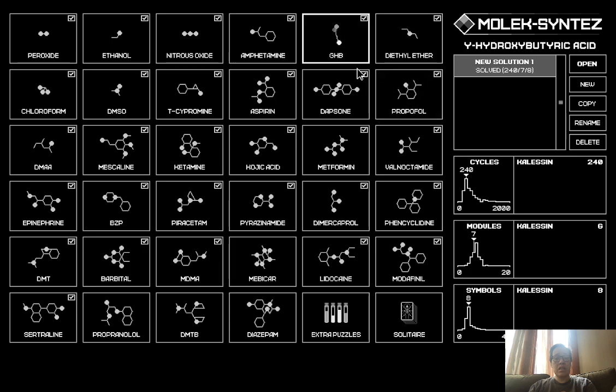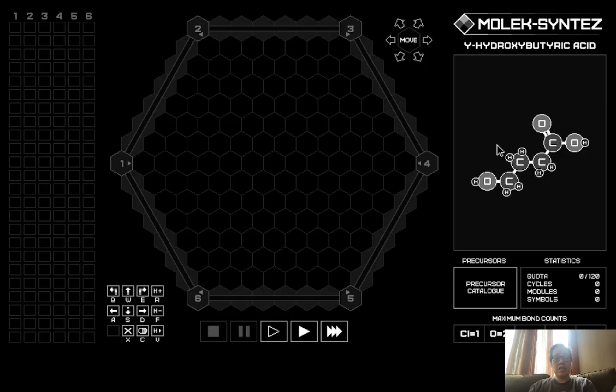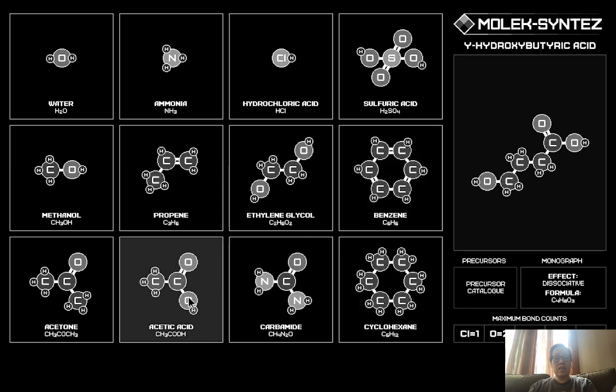GHB, isn't that the growth hormone? I think it is. All right, GHB, gamma-hydroxybutyric acid. Carbon, oxygen, oxygen, and a carbon with a single oxygen. I think it's going to be two molecules. Yeah, we got that one. You see, it's very similar, it just has to be rotated.